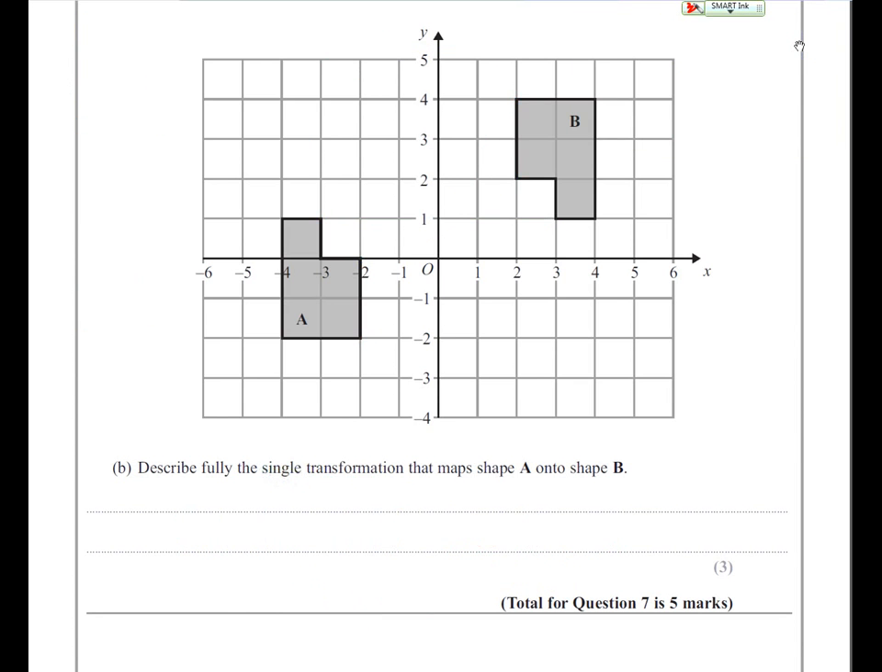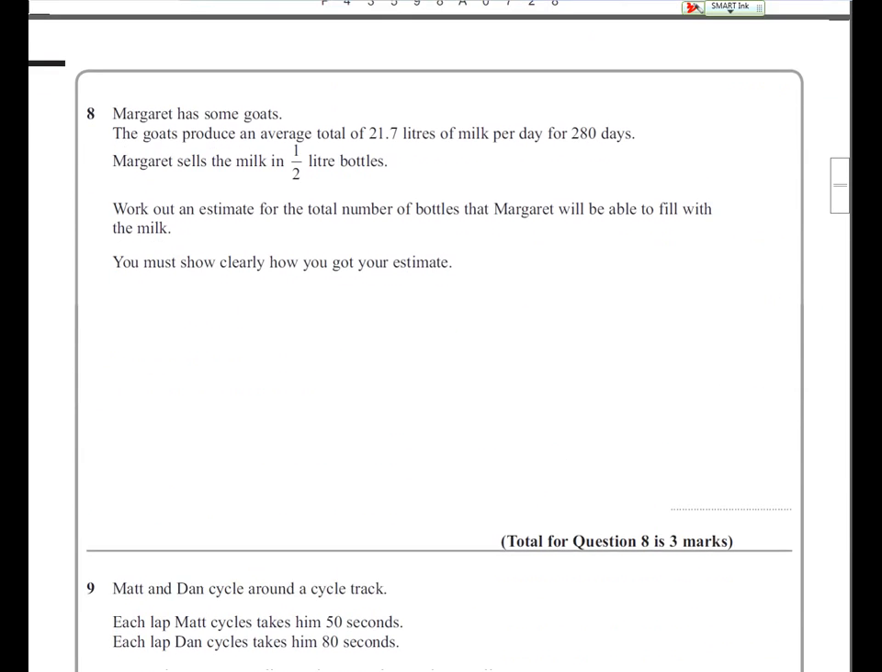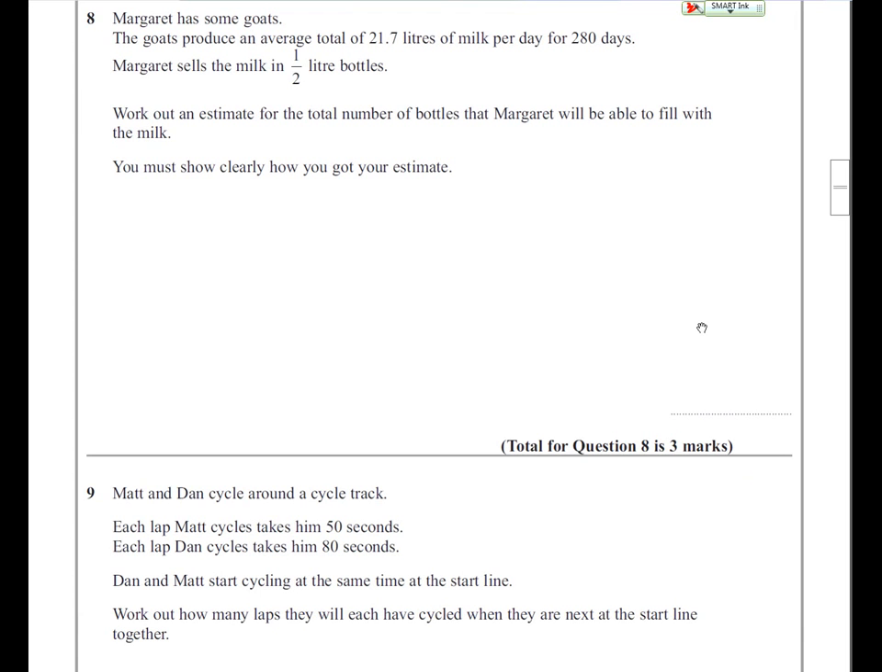Okay, clearing. 8. Margaret has some goats. Goats produce an average of 21.7 litres of milk per day. I'm just trying to underline keywords. That's an average, and they're doing it for 280 days. Very wordy question here. It's quite a functional one. Margaret sells the milk in half-litre bottles. Work out an estimate for the total number of bottles that Margaret will be able to fill with milk. You must show clearly how you get your estimate.